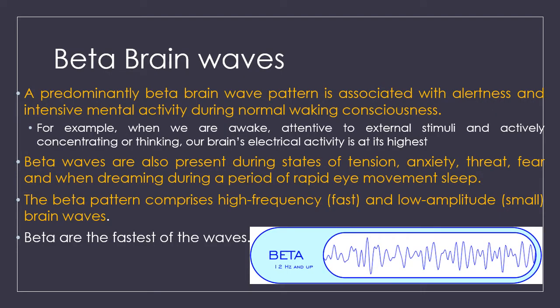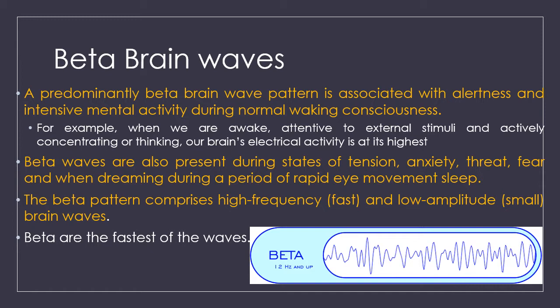So the first one we need to be looking at is beta brainwaves. And these are the brainwaves that are associated with us being awake and alert, and it involves some sort of mental activity that you would engage in during normal waking consciousness. They're also present when you're stressed, or you have anxiety, or there's a threat or fear, and this is usually because you need to be more alert during this time, so your brain is really active.